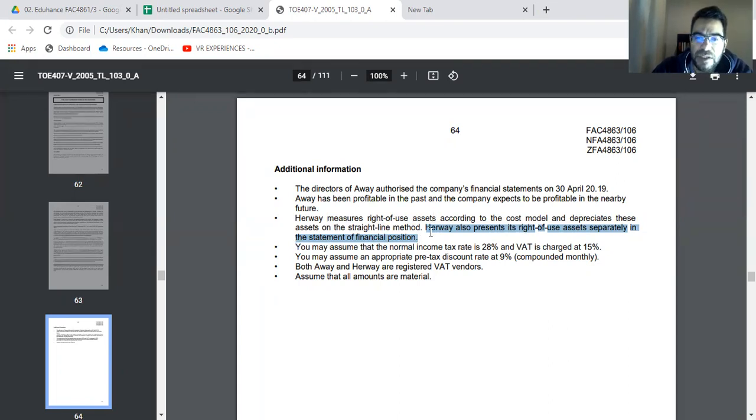So what does this mean? On your balance sheet, you're going to have a line item called right of use asset, and it won't be included in PPE on the balance sheet. Okay, so just take note of that.